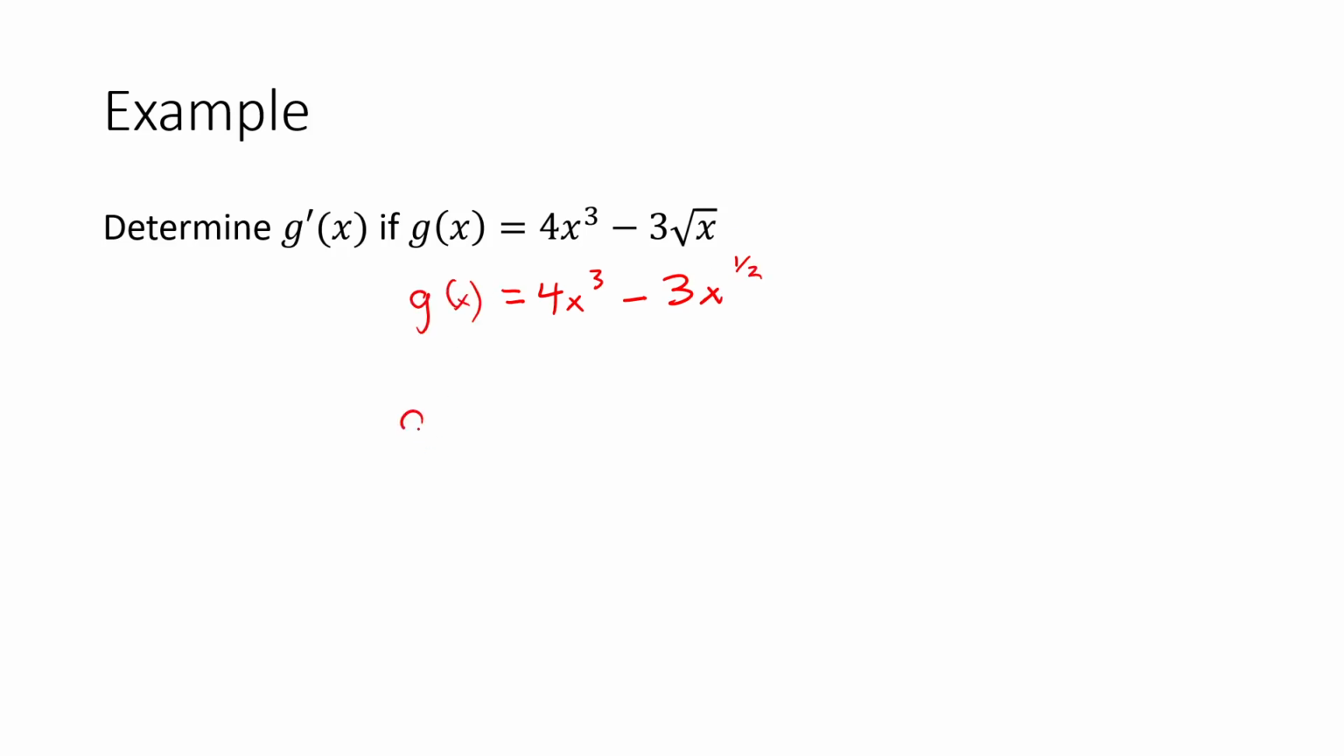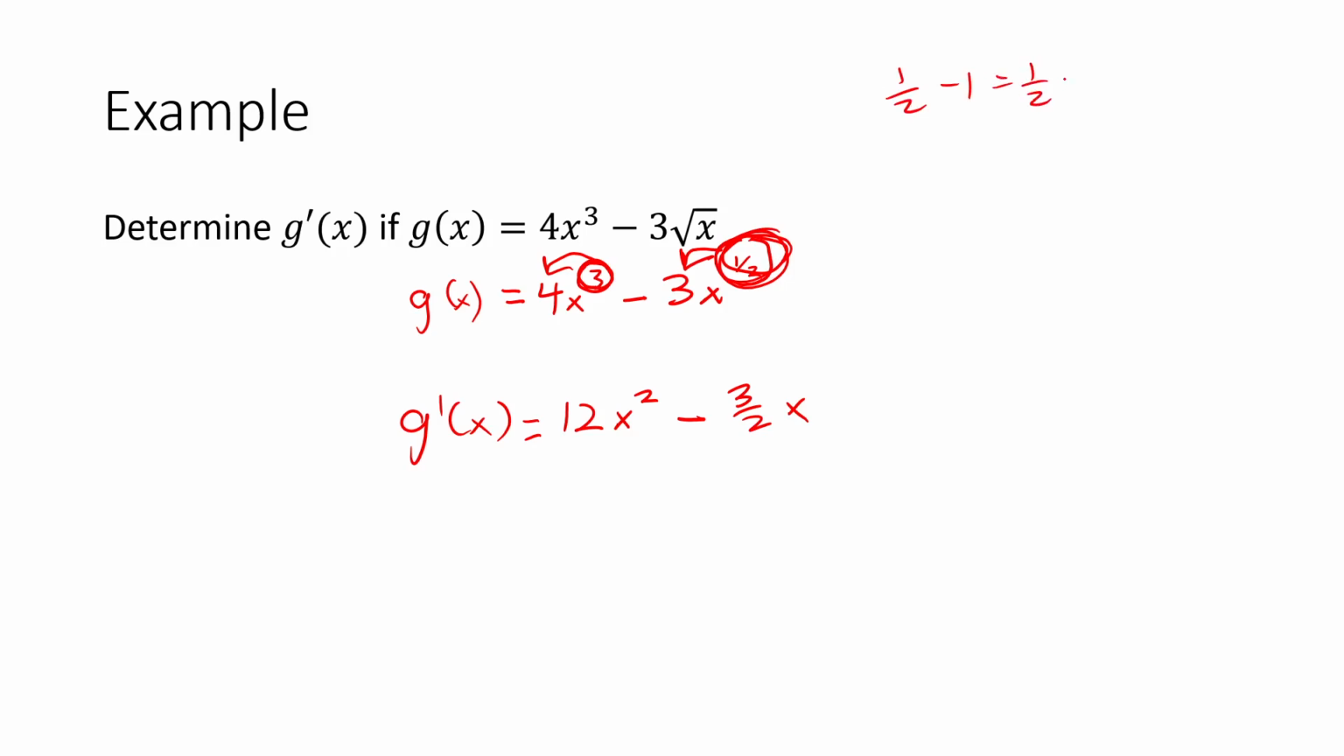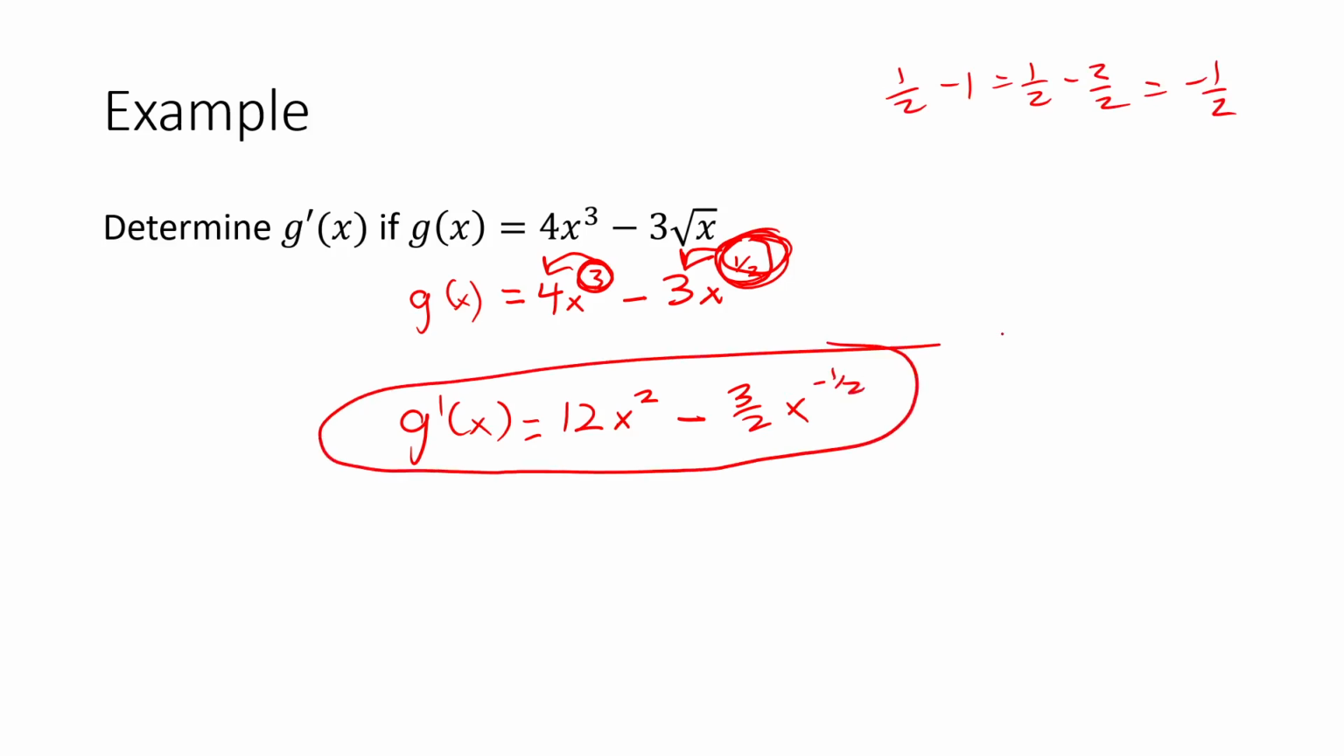And now what I'm going to do is simply determine the derivative of each one of these terms. 3 times 4 is equal to 12x. And then that 3, we're going to subtract 1 from it and get 2. Then I'm going to take this 1 half, and multiply it by that negative 3. I'm going to get negative 3 halves. And my exponent on x in my derivative will be 1 half minus 1, and that ultimately equals negative 1 half. And so that is our derivative.